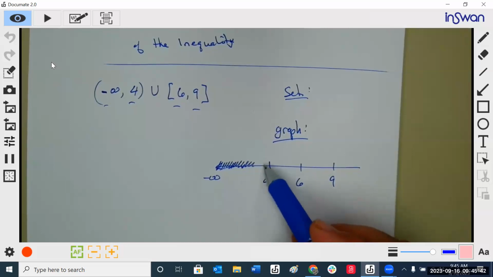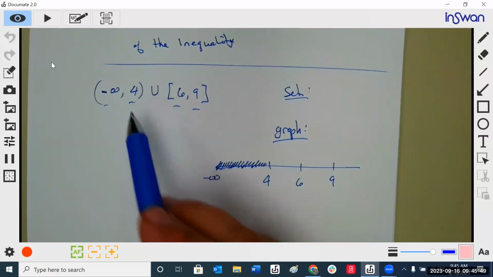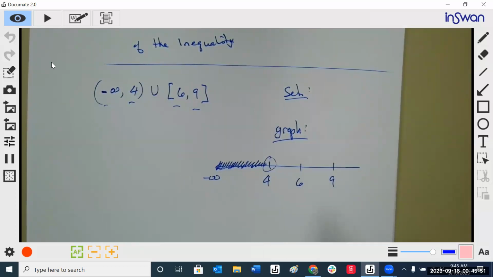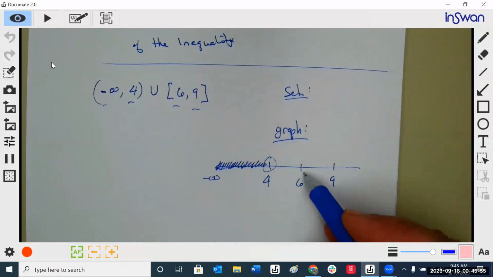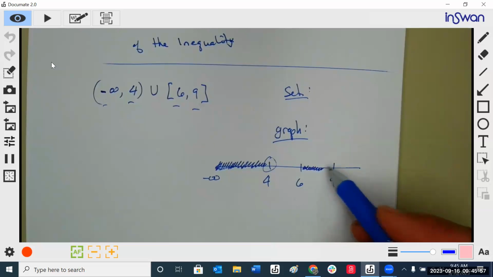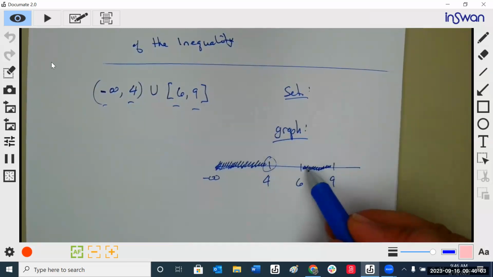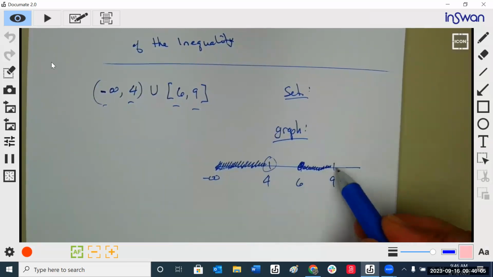Is 4 an open or closed circle? Because it's a parenthesis, it's open. Unioned with 6 to 9. So it's between these 6 and 9. Open or closed circles? Closed, because they're brackets. They're both closed.